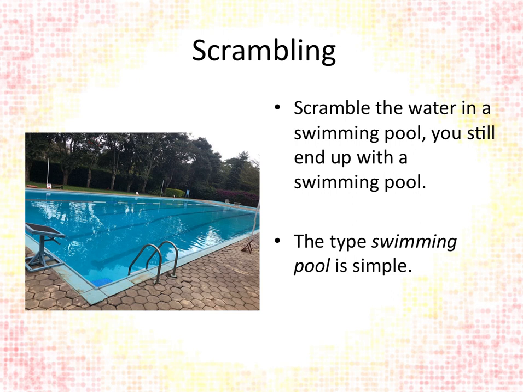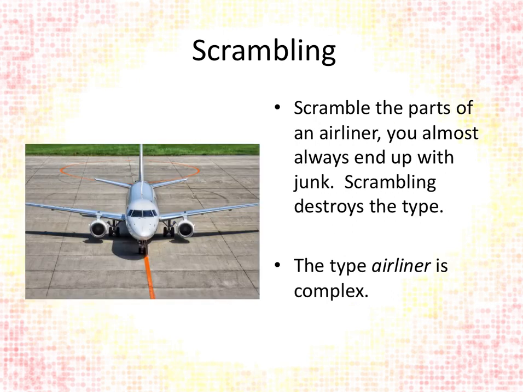Consider a swimming pool. If you scramble all the water in the swimming pool, you still end up with the type swimming pool. So the type swimming pool is simple. Consider an airliner. If you scramble the parts of an airliner, you almost always end up with junk. Scrambling destroys the type airliner. So the type airliner is fragile when scrambled, and the type airliner is complex.